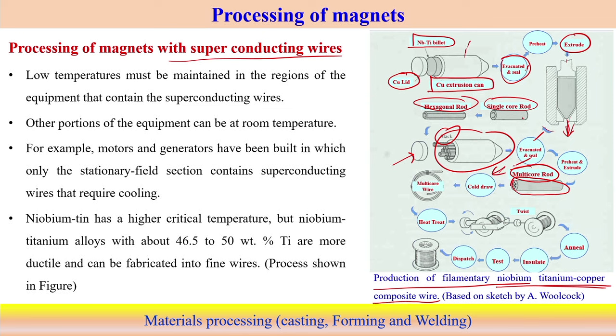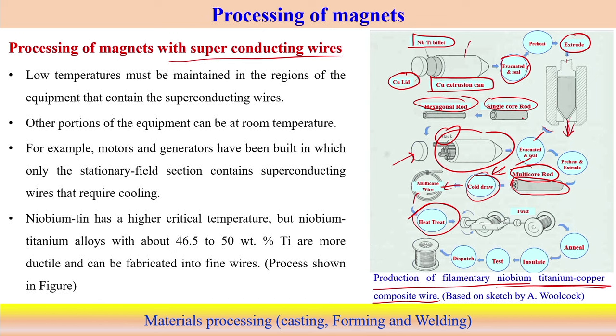From there we can perform the cold drawing operation. Cold drawing is done at room temperature, drawing this complete system. Once we perform the cold drawing, a multi-core wire of lower diameter can be produced in this step. Then it is heat treated, and after the heat treatment we can impart certain desired properties.